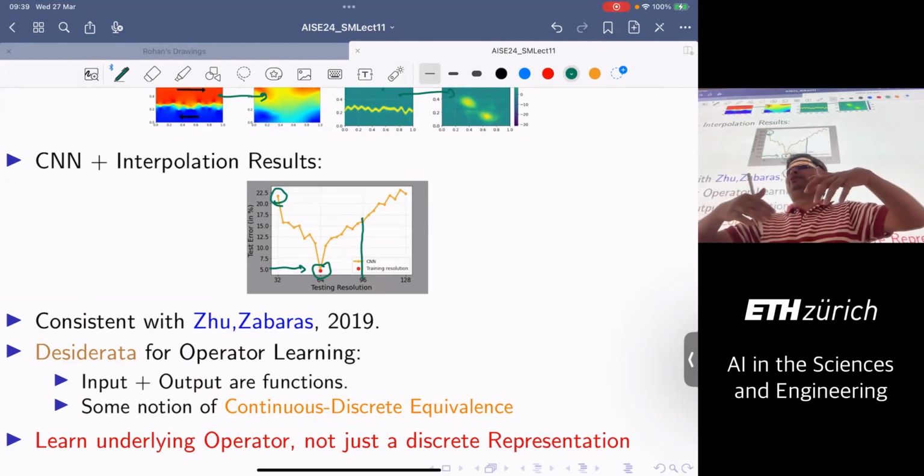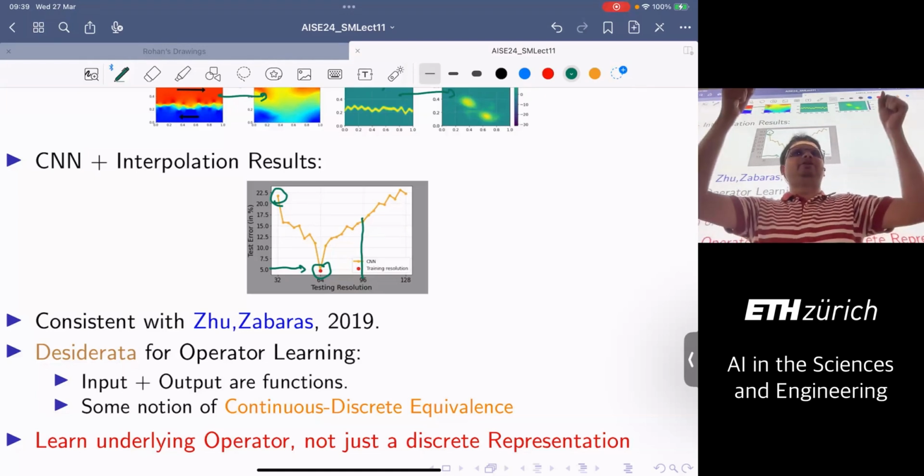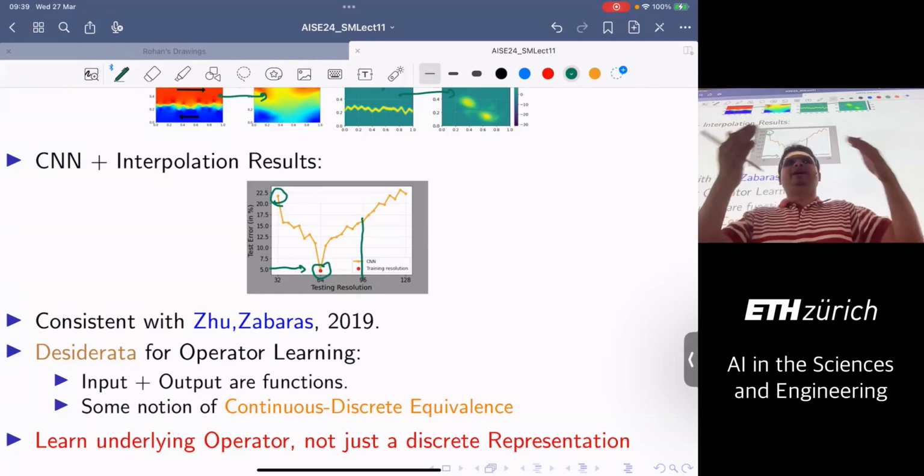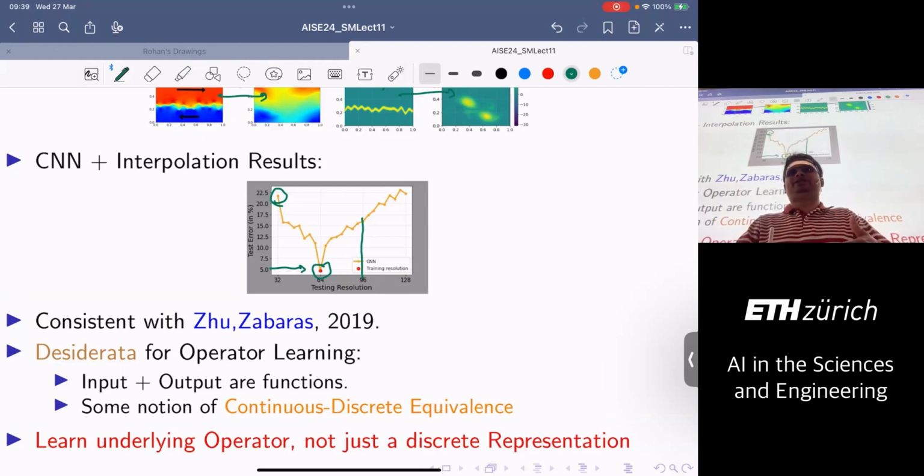I have not learned a function at all. I've just learned one particular realization of the function on a grid. So this is not operator learning. This is just, in some sense, cheating. I'm still learning a fixed parameterization, a large parameterization, but a fixed parameterization, because as soon as I change my parameterization, it does not generalize.